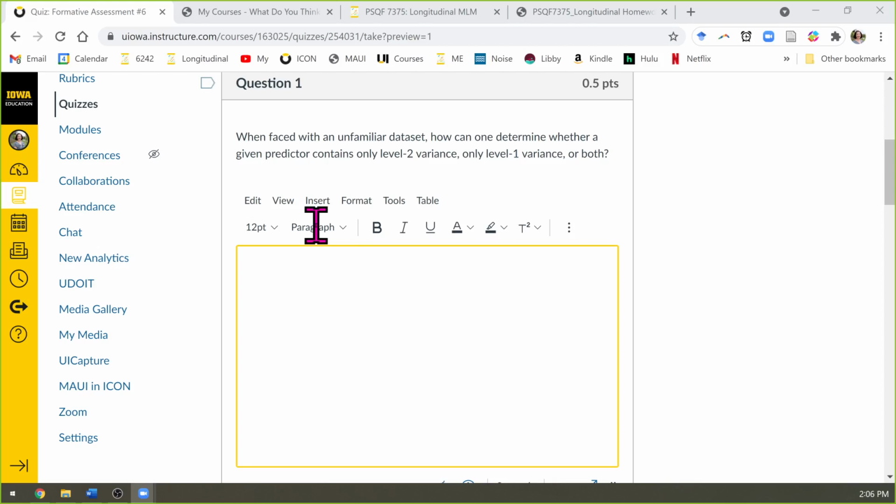If it is a level 2 predictor, meaning it is time invariant, what should happen when you estimate an empty means random intercept model for it and try to compute an intraclass correlation? If it's a level 2 time invariant predictor, what should happen? Will both of the variance components be estimable? No, it'll be an intraclass correlation of 1 or approaching 1.